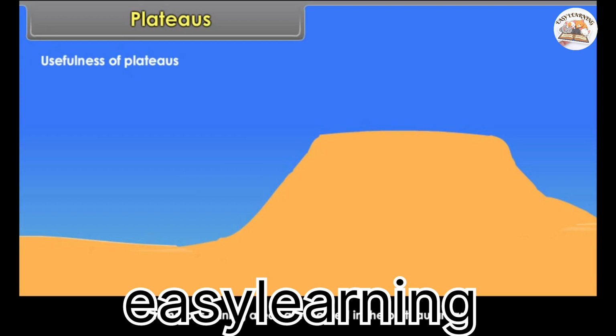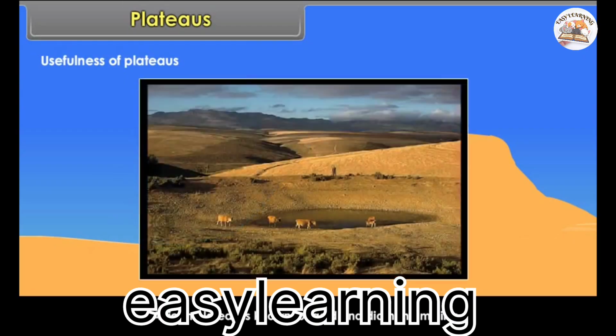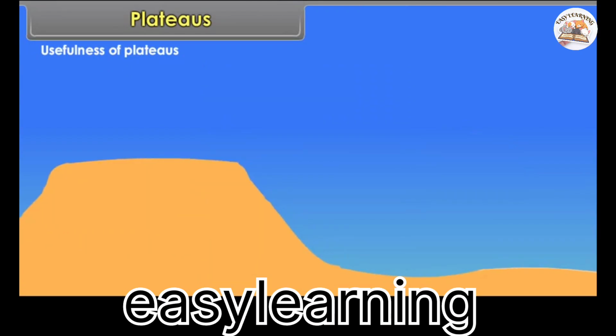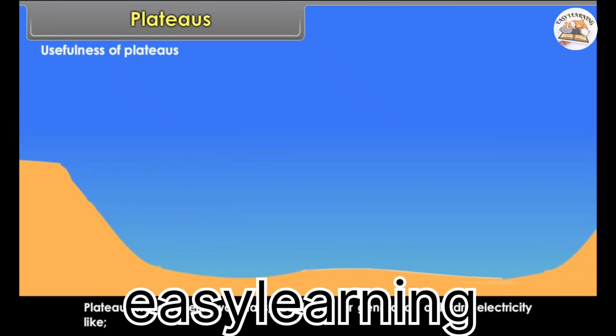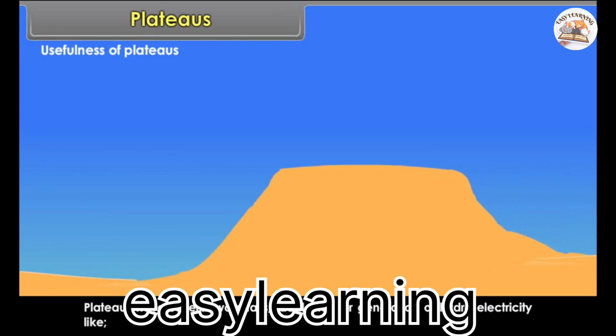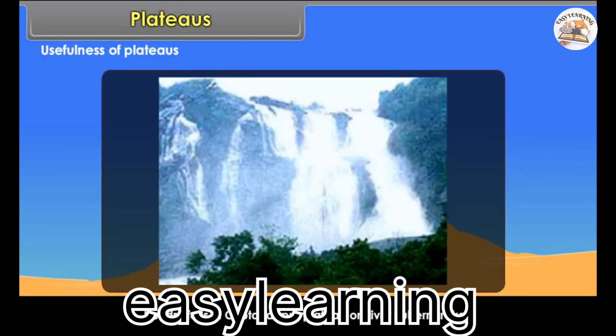Numerous mining areas are located in the plateau areas. African Plateau is known for gold and diamond mining. Chota Nagpur Plateau in India is rich in iron ore, coal and manganese. Plateaus have several waterfalls, ideal sites for generation of hydroelectricity like Hundru Falls in Chota Nagpur Plateau on river Subarnarekha.